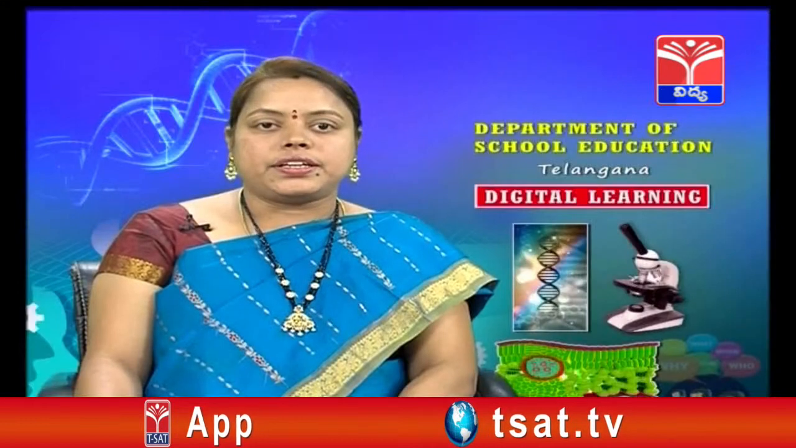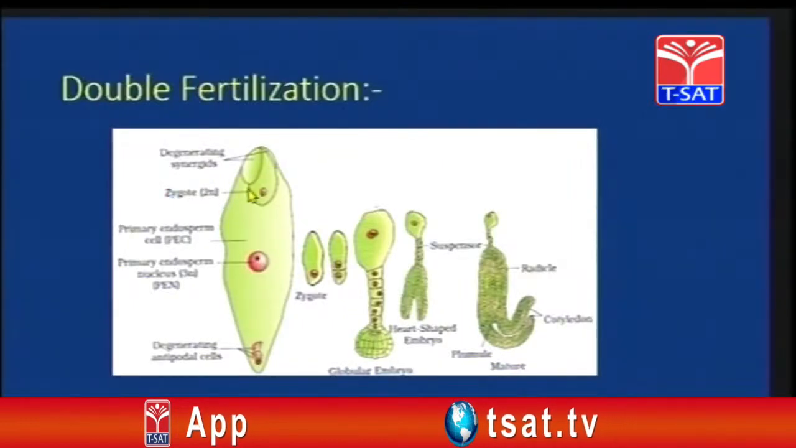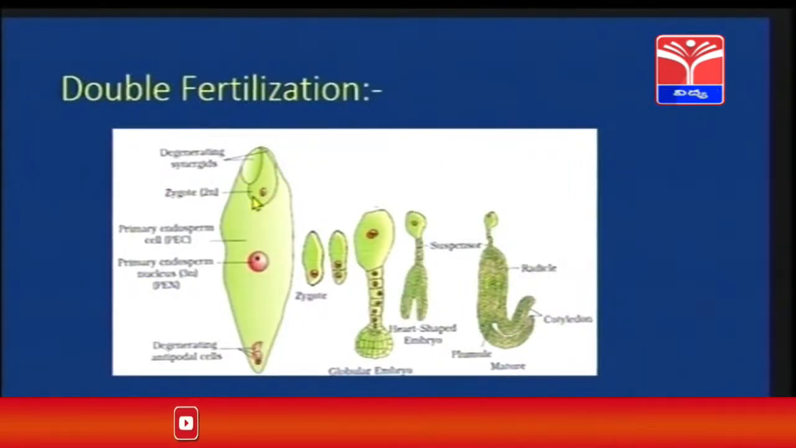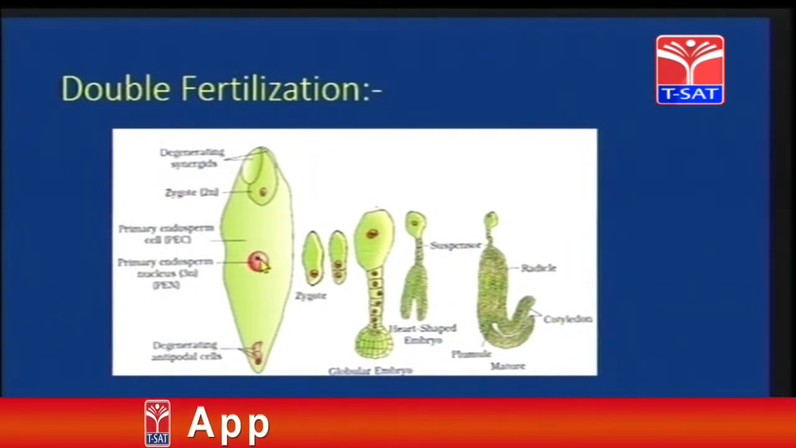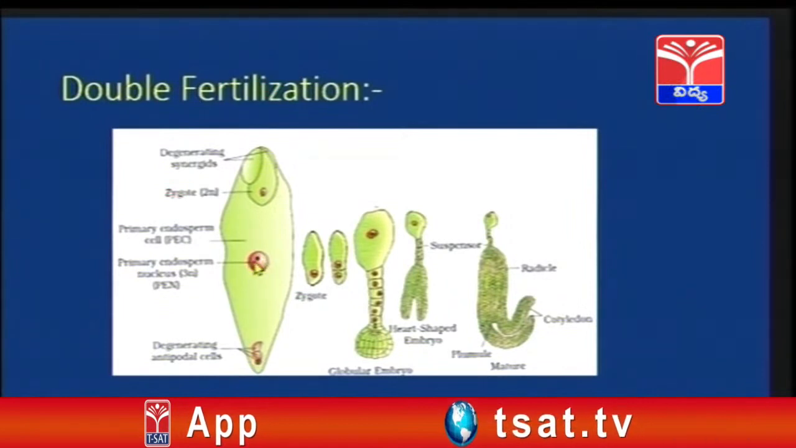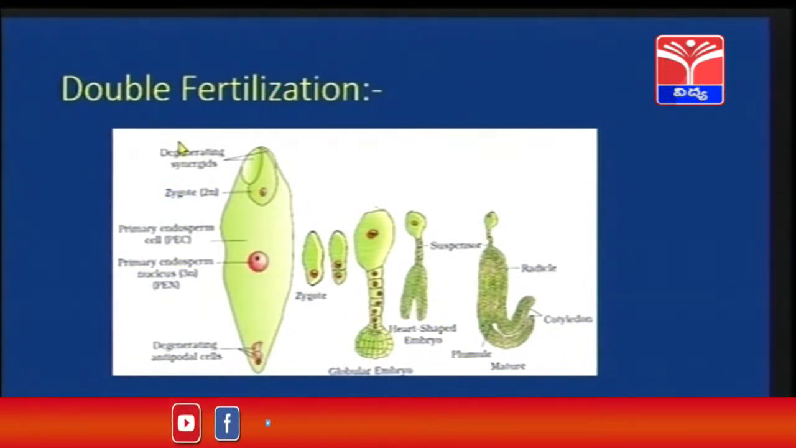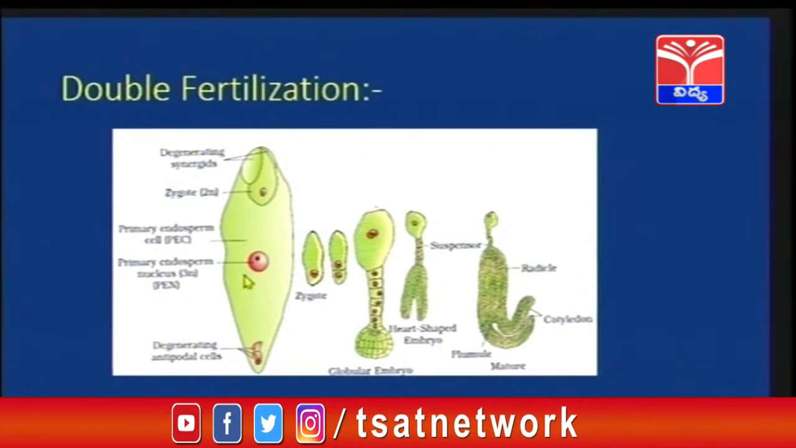Now, over here we can see the zygote is formed, that is the first male gamete fused with the egg cell to form the zygote. The central part is nothing but the PEN, that is primary endosperm nucleus. This is formed by the fusion of the second male gamete with the central cell, and as a result of this fertilization, zygote is formed and primary endosperm nucleus is formed.